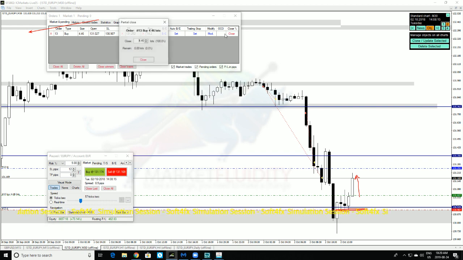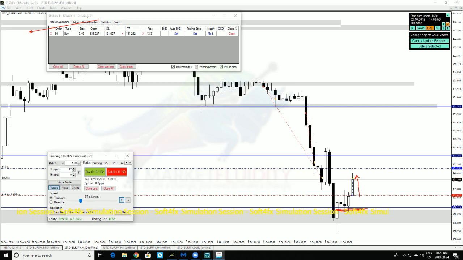So what we're going to do is close partial positions. Probably close like 4 lots. Close 4 lots, put this at break even, and let it run. See, now we took some profits off the table, because the plan is to secure 10-15 pips and let the rest run.